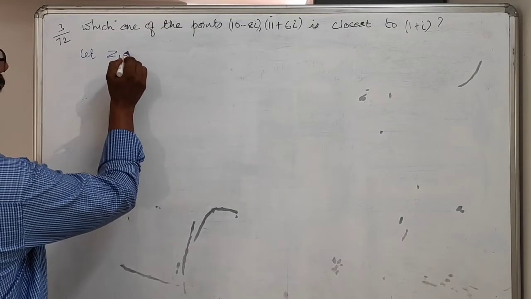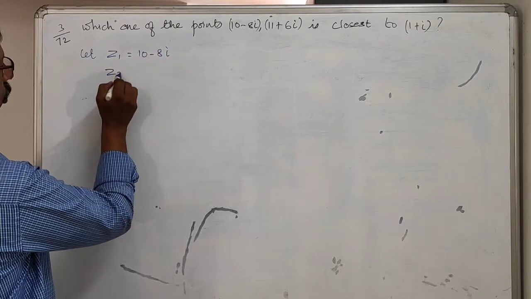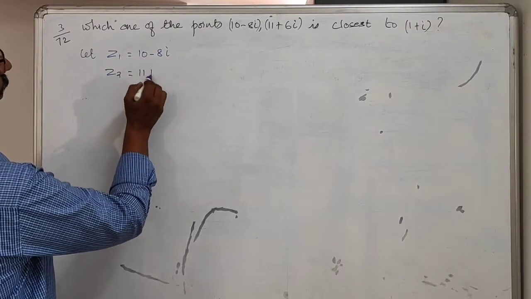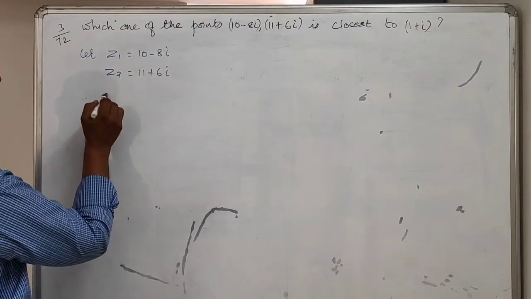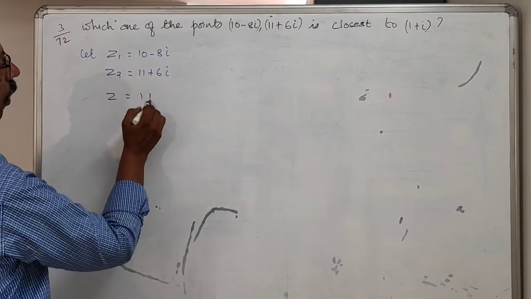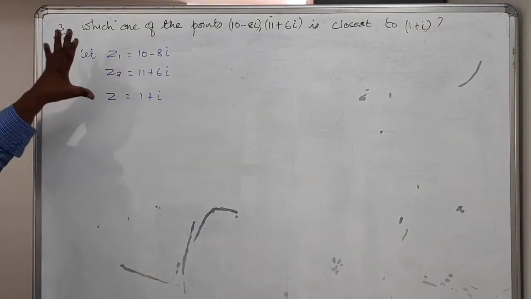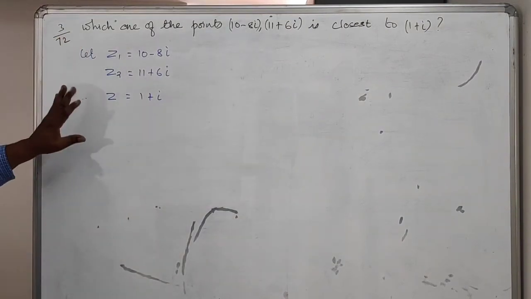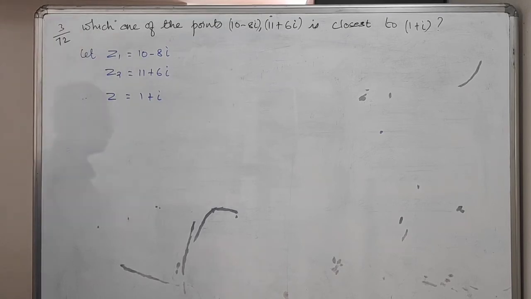let z1 is equal to 10 minus 8i. Z2 is equal to 11 plus 6i. Now, which is closest to that means you can take z is equal to 1 plus i. Now, if you consider these things, we have to find out the distance of this Z1 and Z2 from the Z.